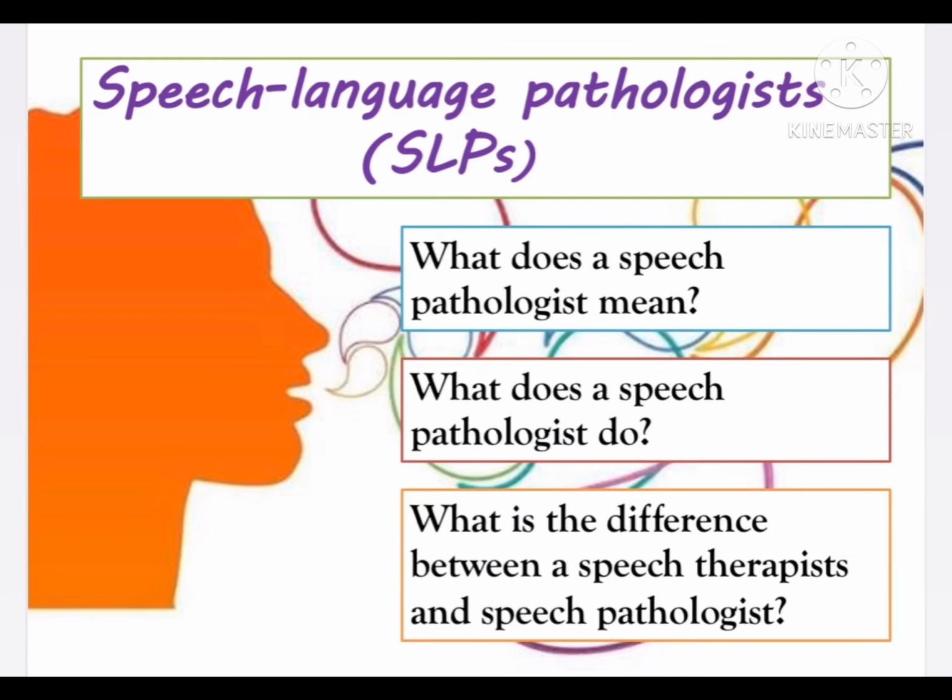Now let's proceed to the speech-language pathologists, or the SLPs. What does a speech pathologist mean? What does a speech pathologist do? And what is the difference between a speech therapist and a speech pathologist?